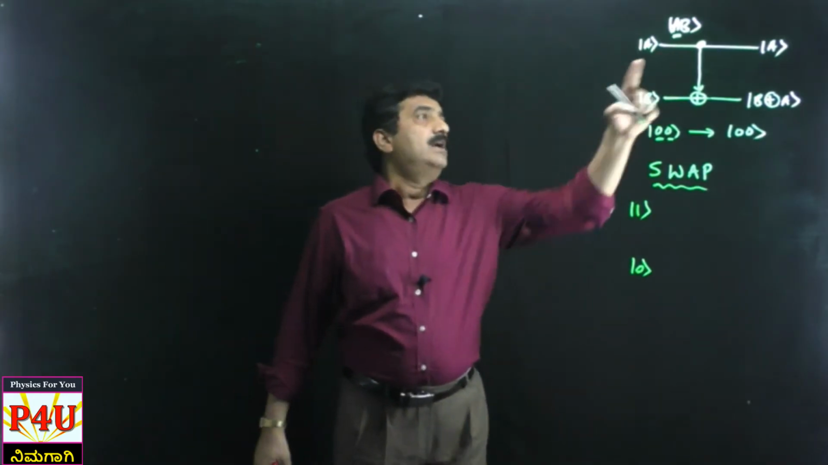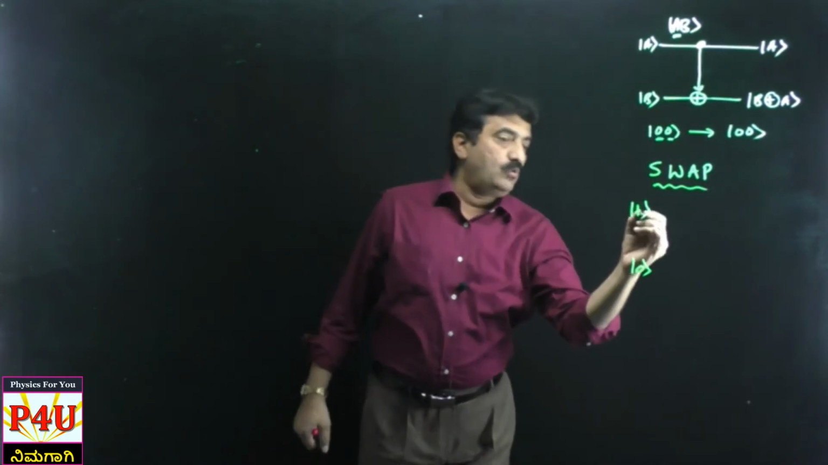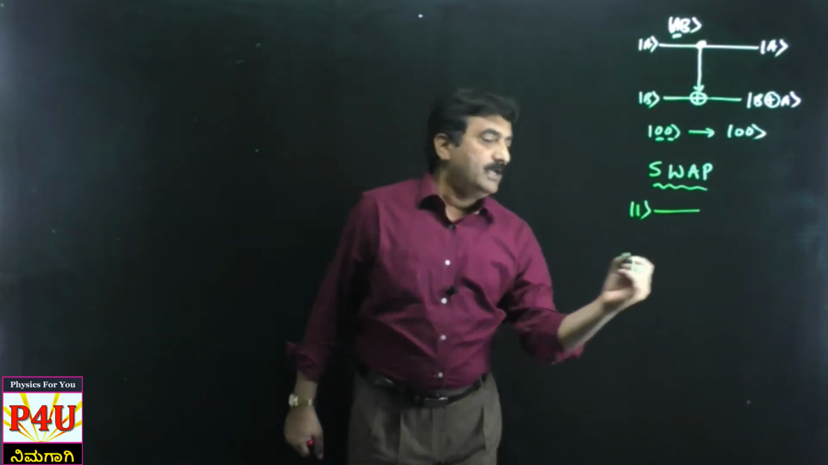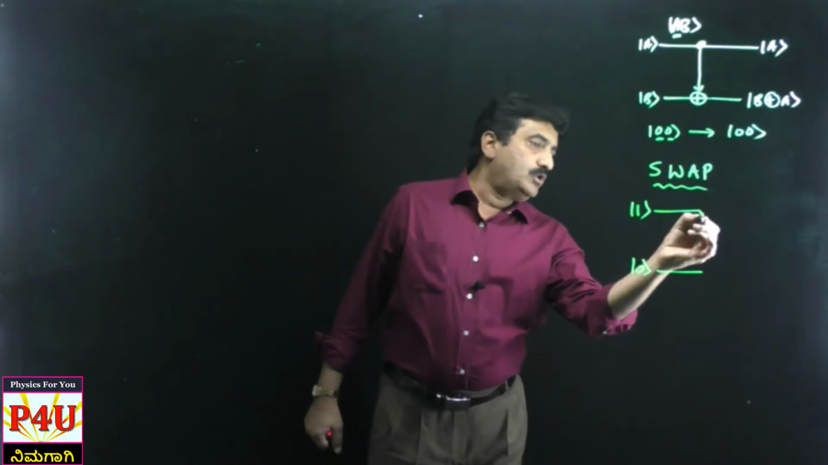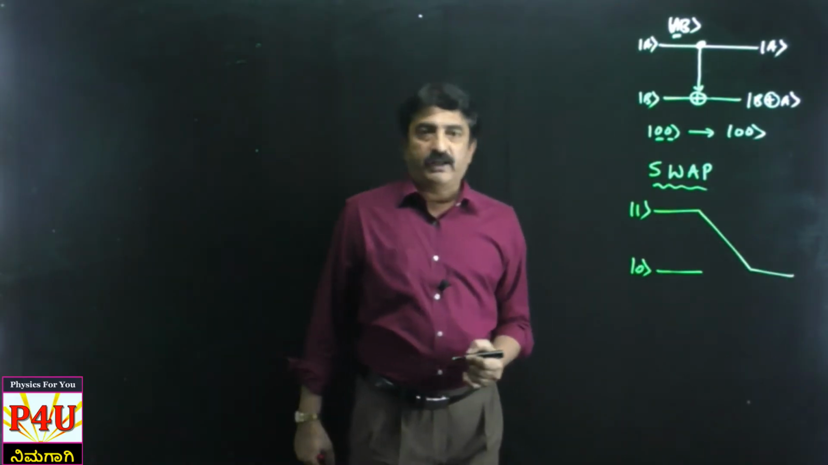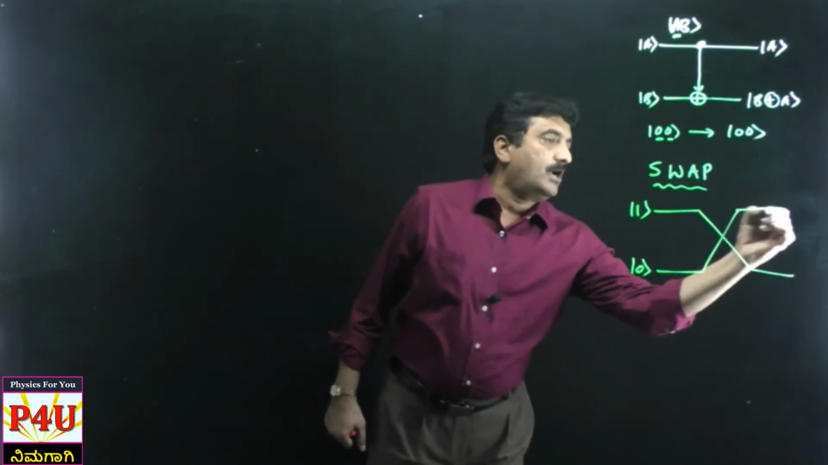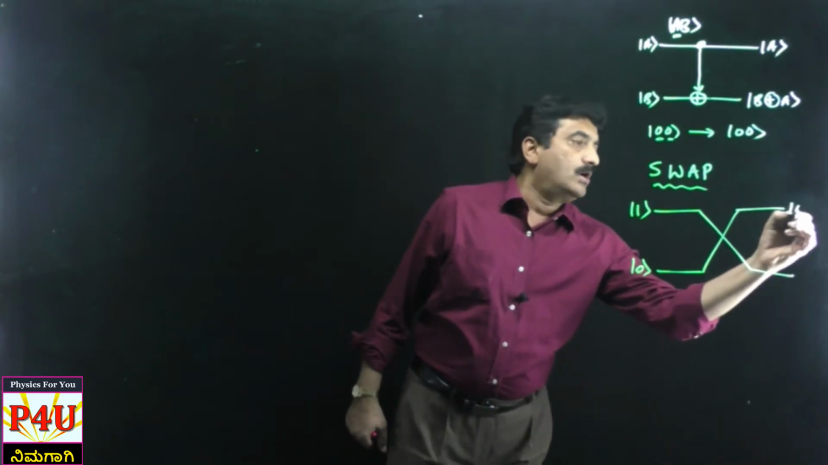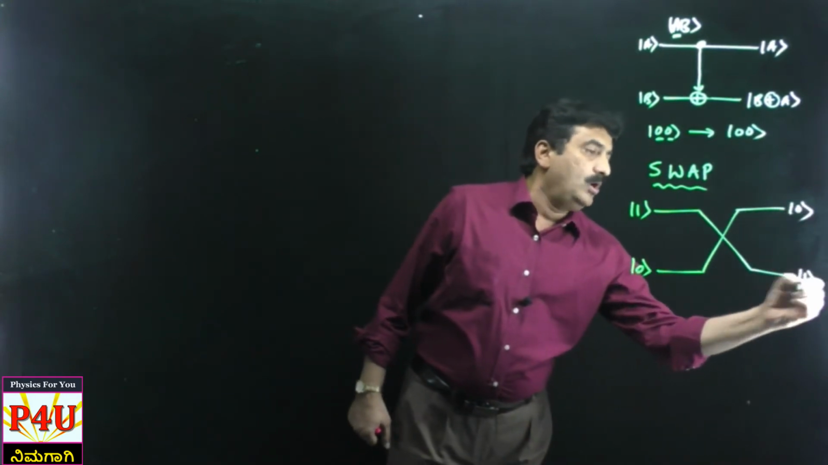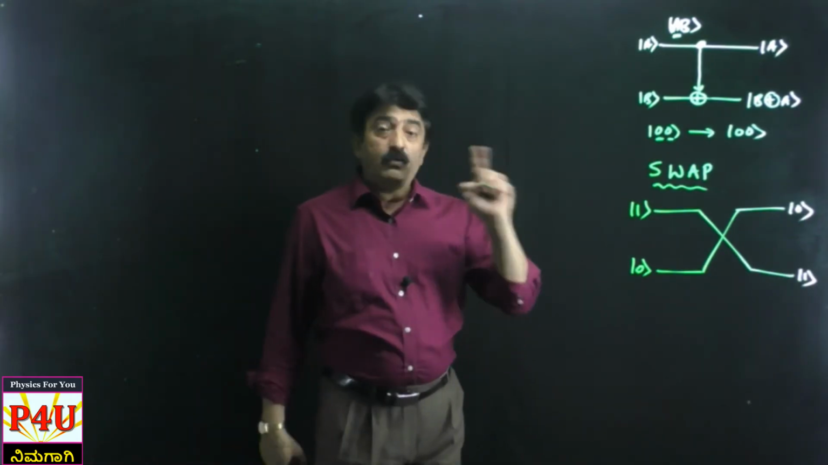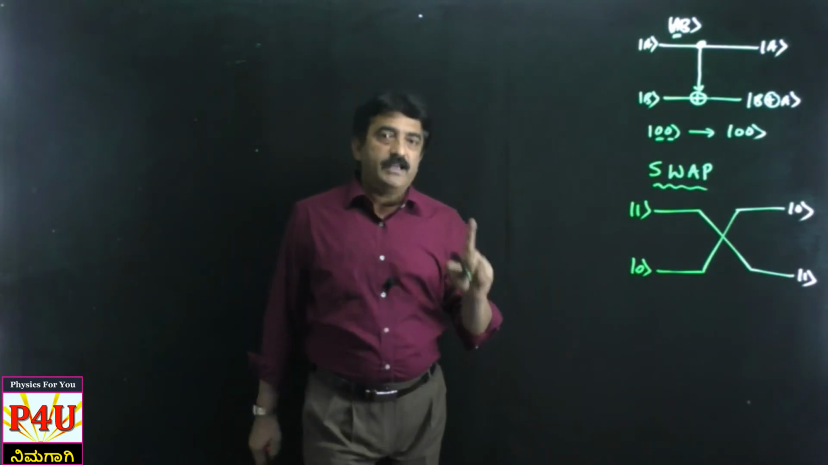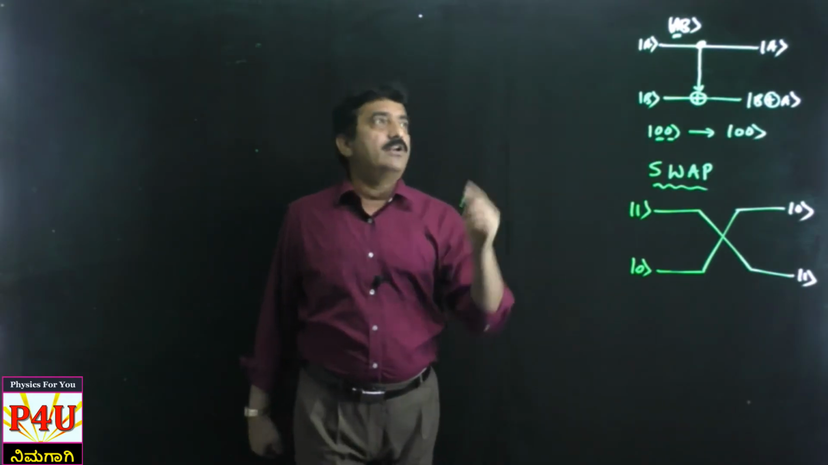See, remember always the top represents control. So 1 is control, this is the top line. 0 is target. Swapping means 1 should become target, 0 should become control. So 0 should go to the control level, 1 should go to the target level. So this is the main purpose of the swap gate. How is it done? It is nothing but a continuation of the CCNOT gate.